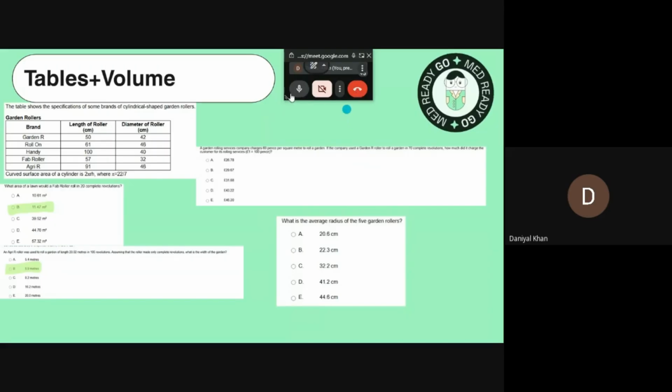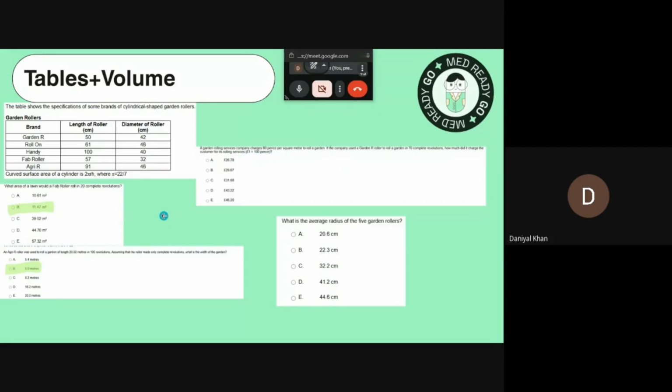Now for the next question, if you lot want to have a try, and then I'll go through it, I'll give you about 40 seconds because that's how long you would get in the UCAT. So a garden rolling services company charges 69 pence per square meter to roll a garden. If the company used a garden R roller to roll a garden in 70 complete revolutions, how much did it charge the customer for its rolling services? Remember, £1 is equal to 100 pence.